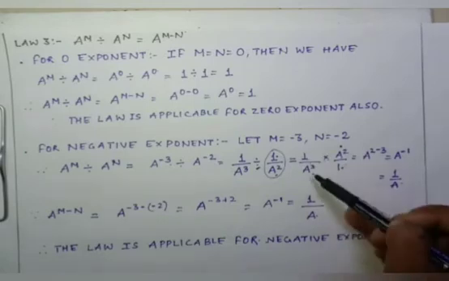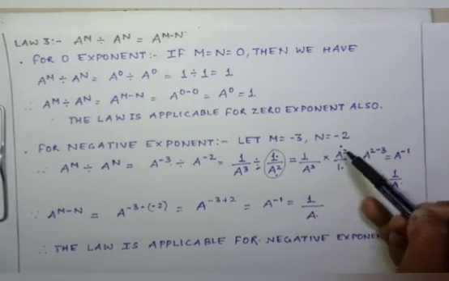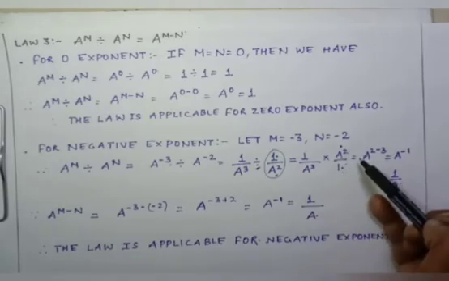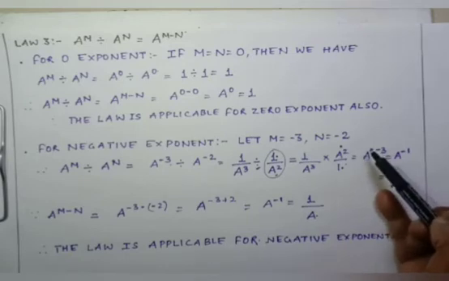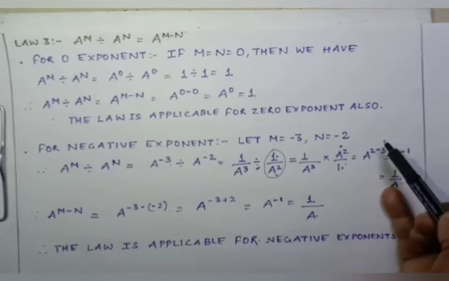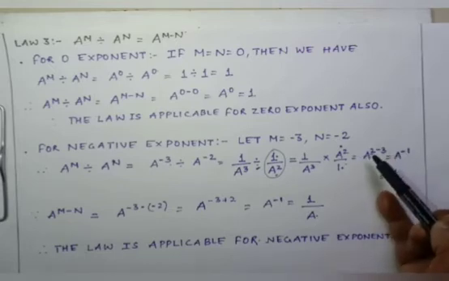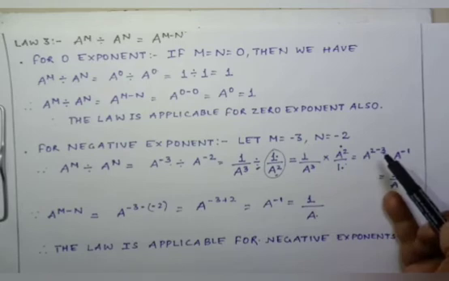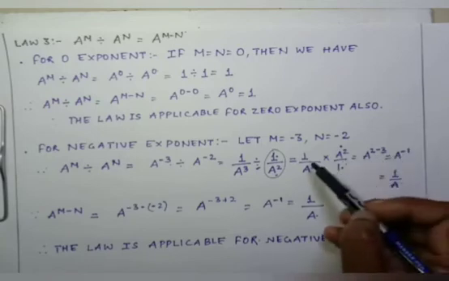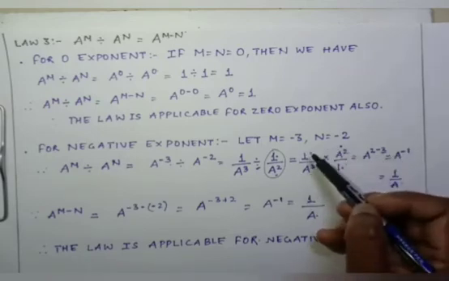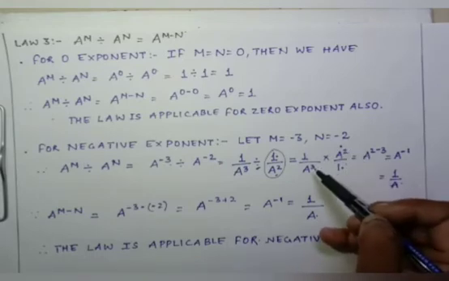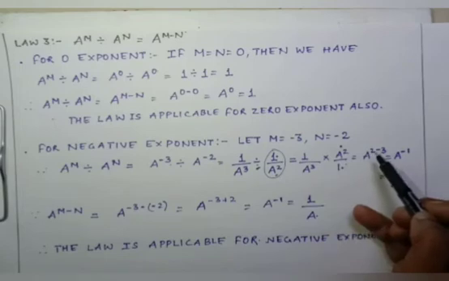So it will become 1 upon a to the power 3 multiplied by a square upon 1. Again we are going to follow the same formula, the second law, a to the power m multiplied by a to the power n, that is a to the power 2 minus 3 is equal to a to the power minus 1. So over here we are going to follow a formula, that is a to the power m divided by a to the power n is equal to a to the power m minus n.